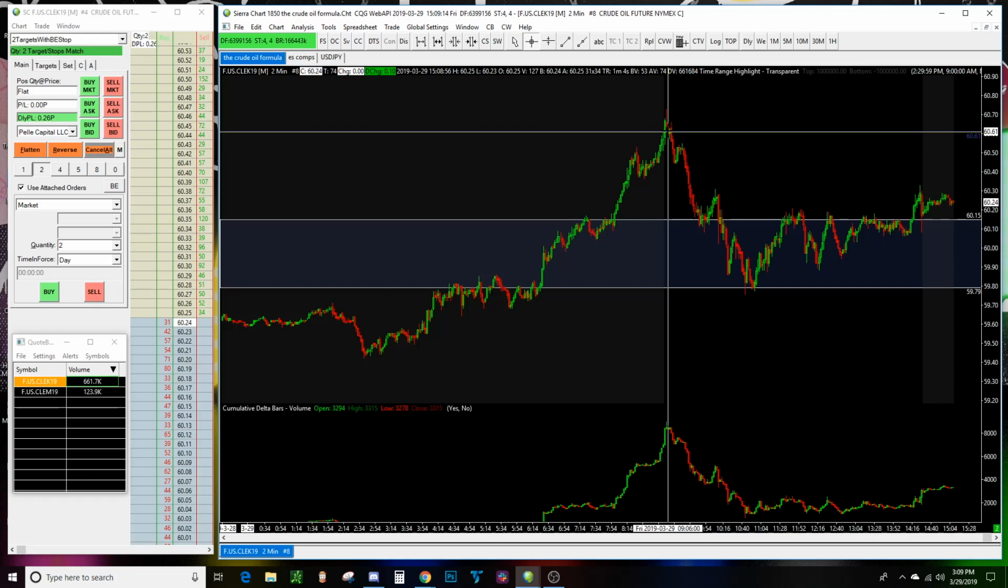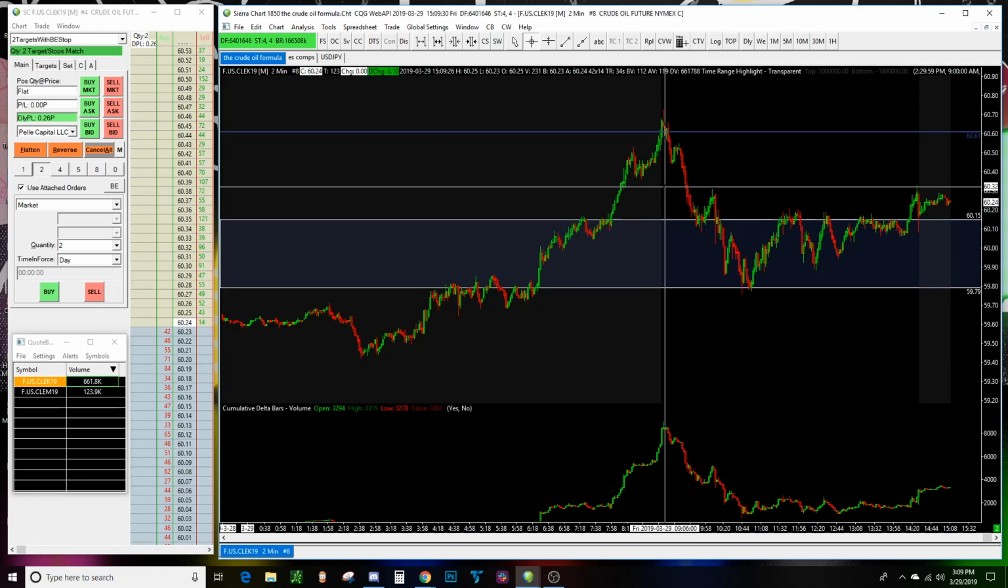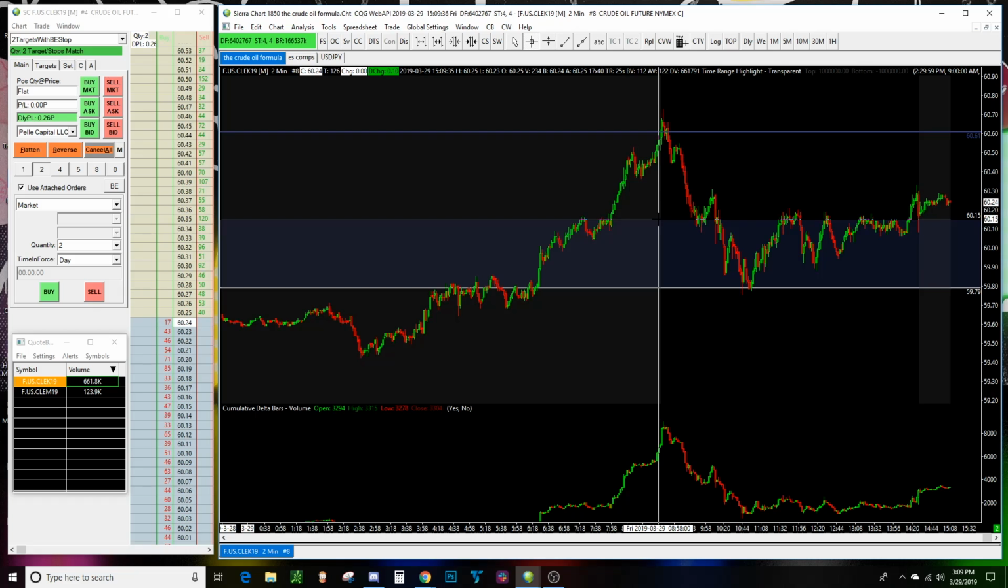It's pretty interesting how we just tagged that level, reverted back down, and consolidated for the rest of the day. So that could have been a nice target that was reached, and then there was obviously less opportunity for the session. But coming into the session, my notes, I was pretty bullish above this 60.15 level.